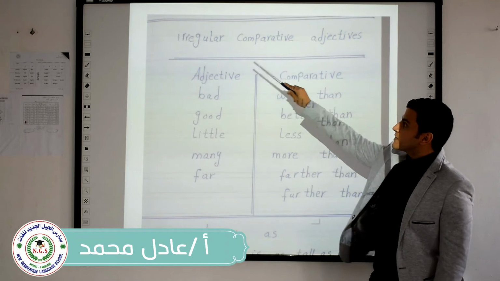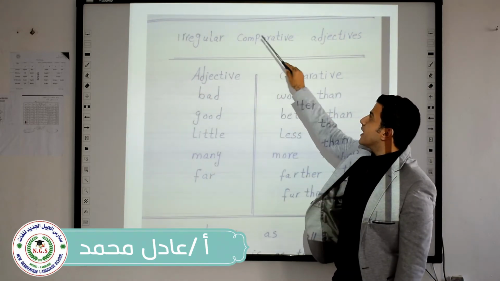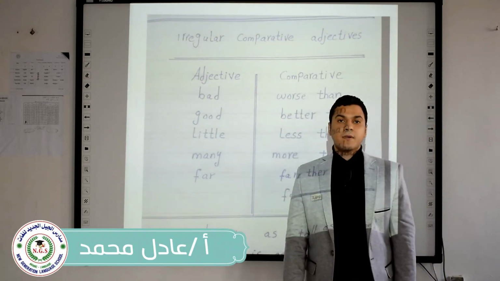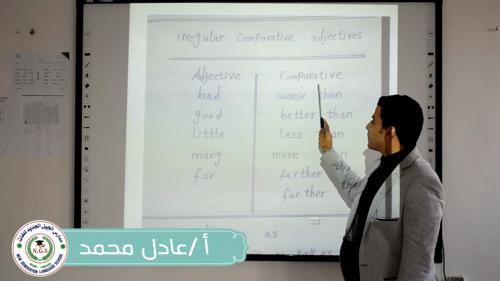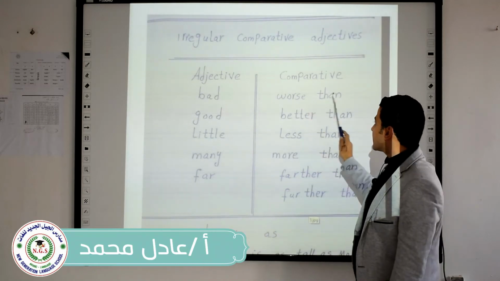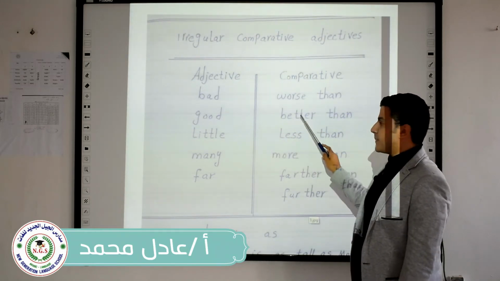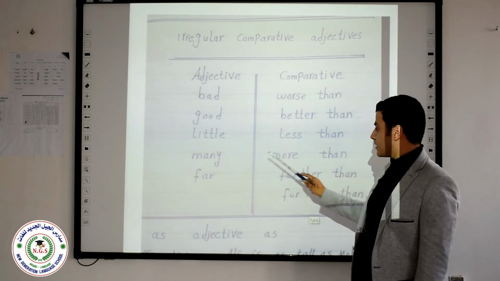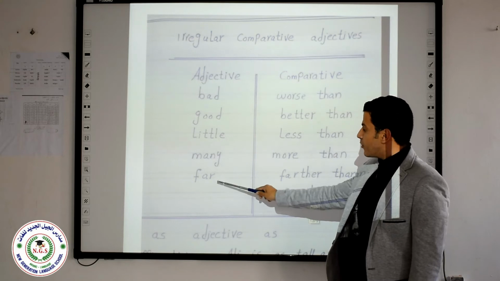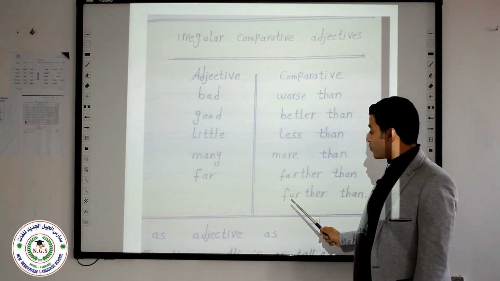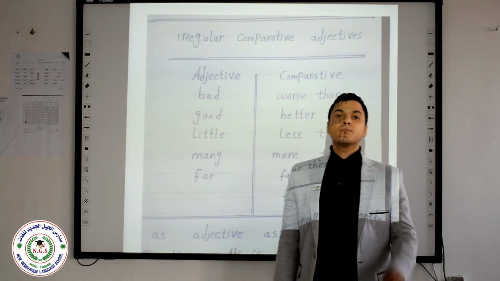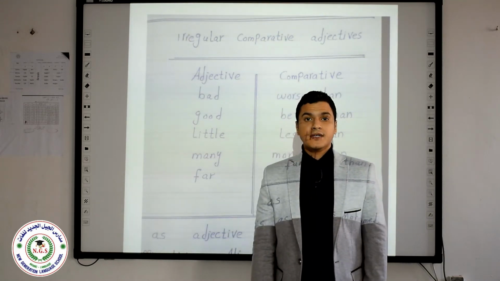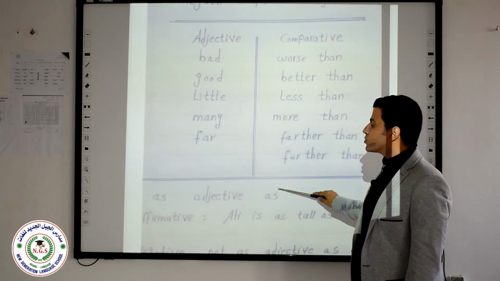Again, all of these are called irregular comparative adjectives. صفات مقارنة irregular غير منتظمة. Adjective, comparative: bad, worse than; good, better than; little, less than; many, more than; far, further than or further than. I have to put your tongue between your teeth like that. Further. So we finished the comparative adjective.